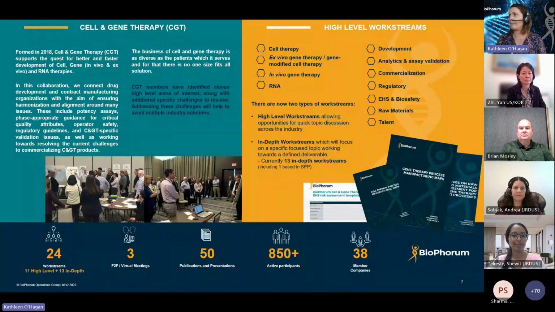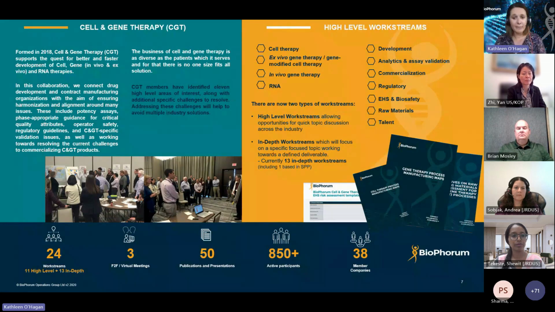In terms of teams then, and how the Cell and Gene Therapy Forum is made up, we have two levels of teams. So we have what we call the high-level work streams, and these are larger teams that meet intermittently, typically every 2 months, to discuss high-level topics and quick-fire questions. And these teams can either be modality-focused or functional focused.